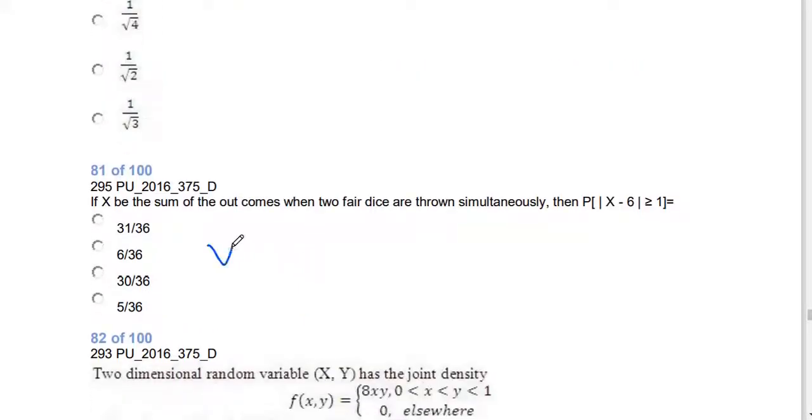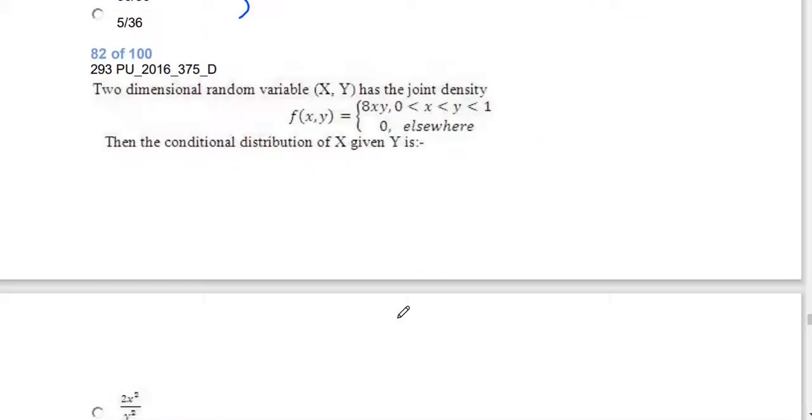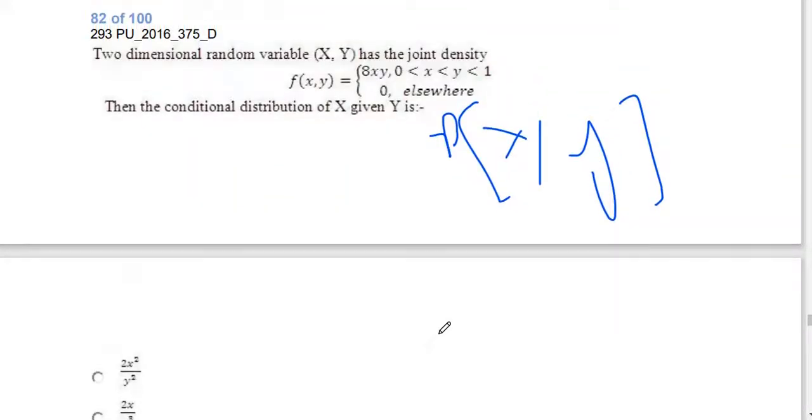You can just apply the Chebyshev inequality here, because probability of x minus mu greater than or equal to k sigma. Okay, conditional density function, probability of x given y. You need to find this formula. For this you can just take the intersection formula, then you can easily find the answer to this question also.